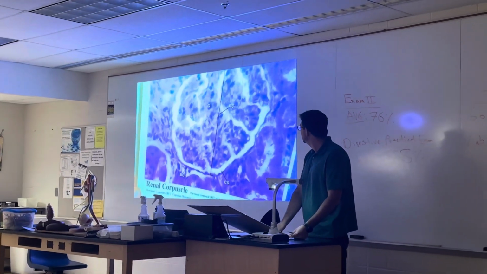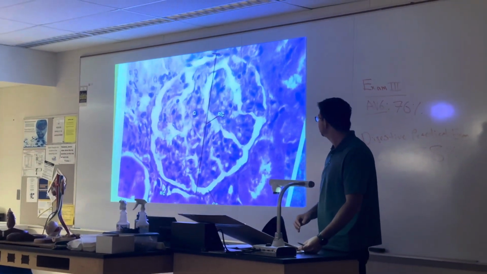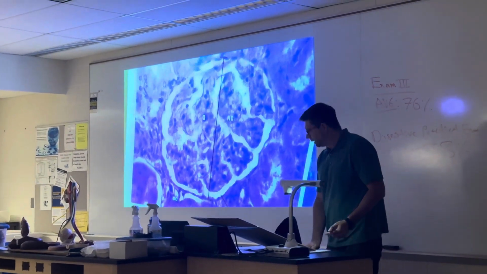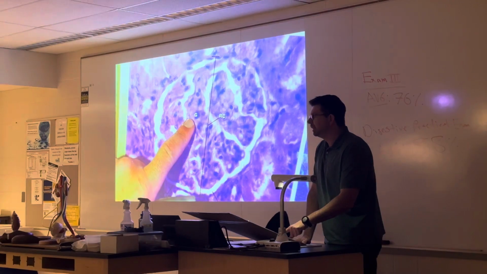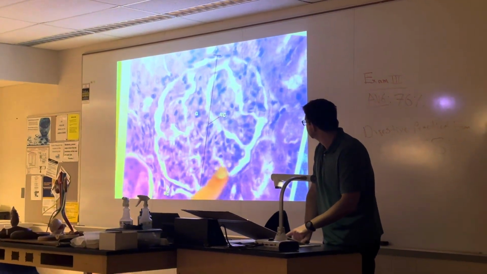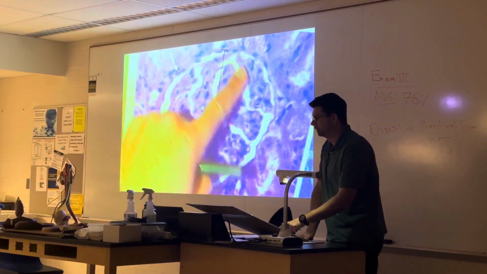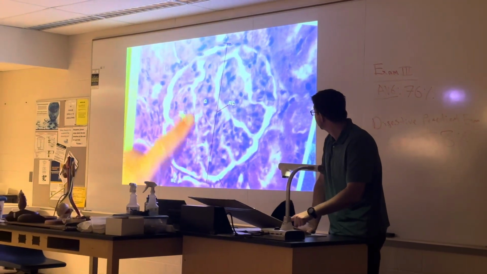The picture here shows the renal corpuscle. Again, that's implying that we can see the glomerulus in Bowman's capsule. G stands for glomerulus. So this entire circular structure here is an example of a glomerulus. So here's our glomerulus right here.